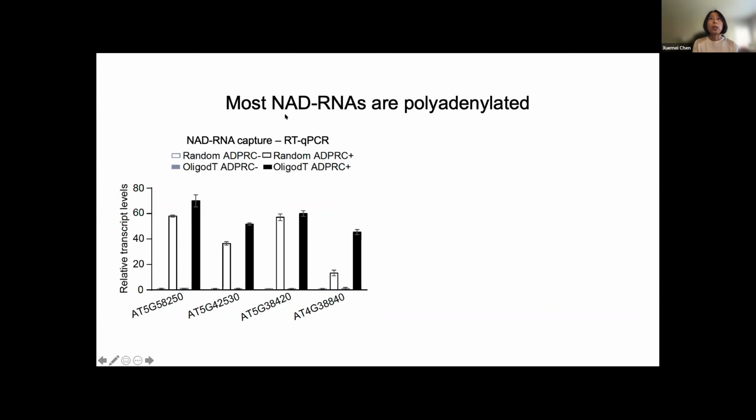So we first looked into this by RT-PCR on a few NAD RNA gene-producing genes. We did the RT-qPCR after NAD RNA capture. And we did the RT-qPCR with either random primers or oligo-dT primers, and we got similar levels of NAD RNAs.